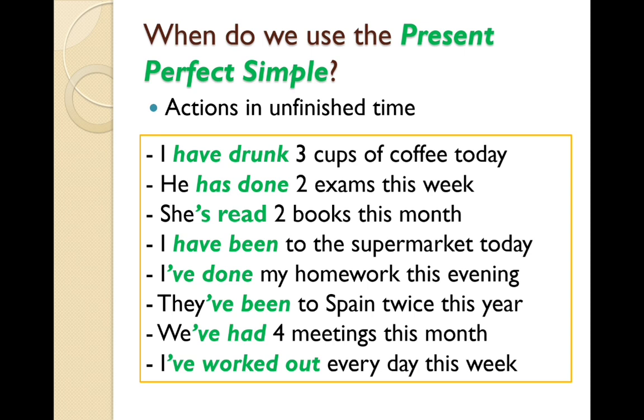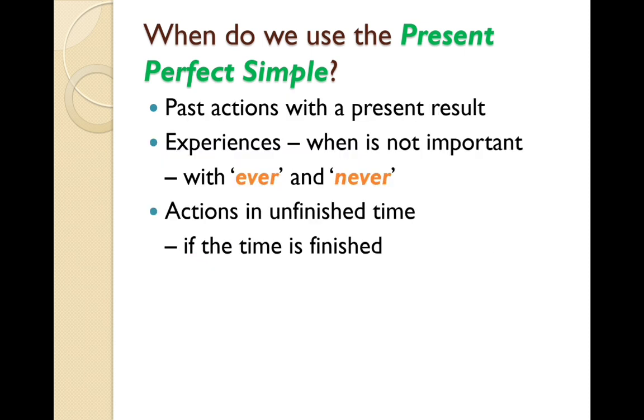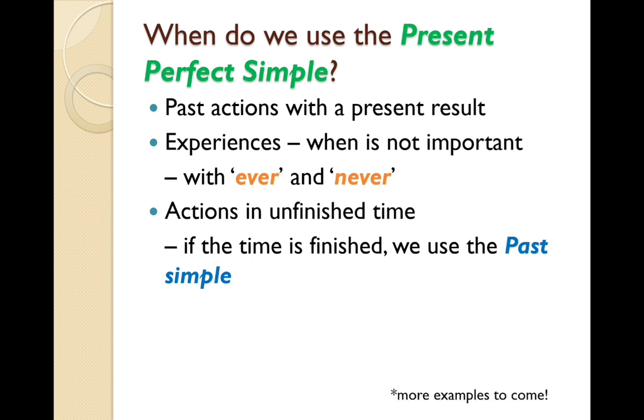In all cases, the time is unfinished. Anything with this would be generally unfinished: this week, this year, this month. If the time is finished, then we use the past simple. An example of finished time would be yesterday, or anything with last year, last week. And we'll see more about this later in the video.